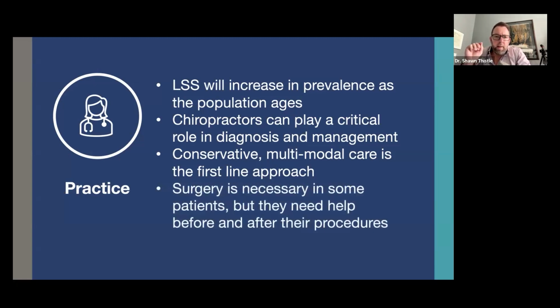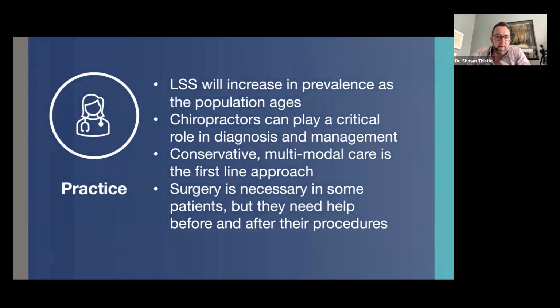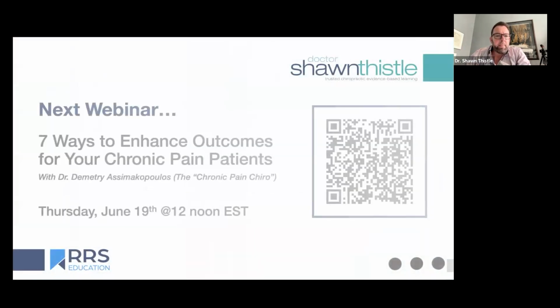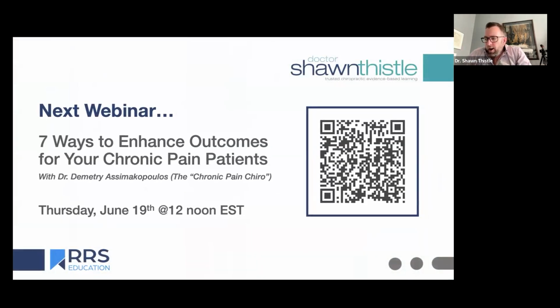And also, to put your mind at ease, surgery is necessary in some patients. About 1 in 3 are going to at least need to speak to a surgeon, but they still need our help before and after the surgery if the surgery is the ultimate outcome that they need. So that's the talk on spinal stenosis. Look at that timing. We're right at 12:59.